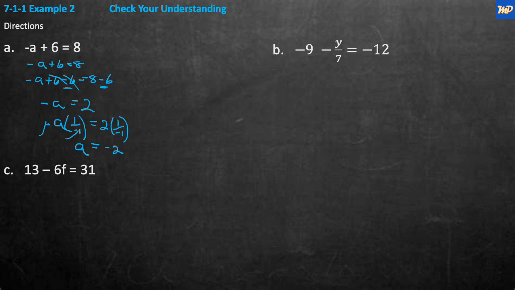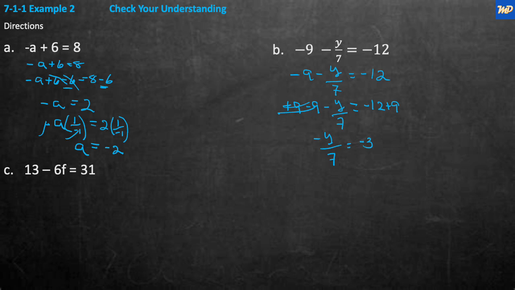Let's go do this one. Minus 9 minus y over 7 equals negative 12. So we're going to move the 9. In order to do that, we're going to add 9 to each side. So plus 9 to the minus 9 minus y over 7 is equal to minus 12 plus 9. So these cancel, and we're going to end up with minus y over 7 equals minus 12 plus 9, which is minus 3.